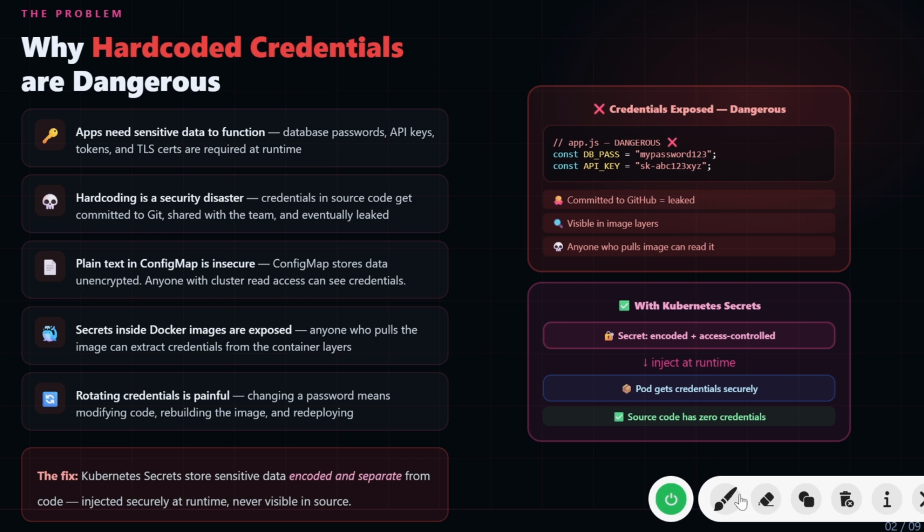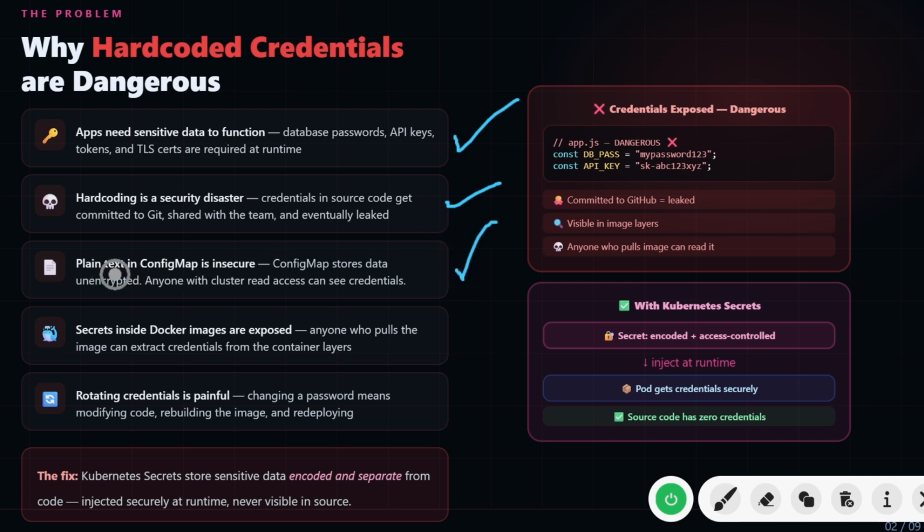Now let us understand what the problem is with hard coding credentials. First, obviously, an app needs some sensitive data to function, like passwords, API keys, tokens, and certificate information like TLS and SSL certificates that are required at runtime. And hard coding is a security issue, even a disaster. Whenever credentials in source code get committed to a GitHub repository, they are shared across the team, and eventually they are leaked.